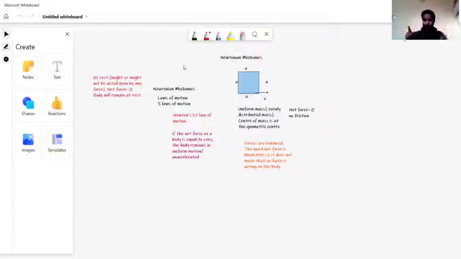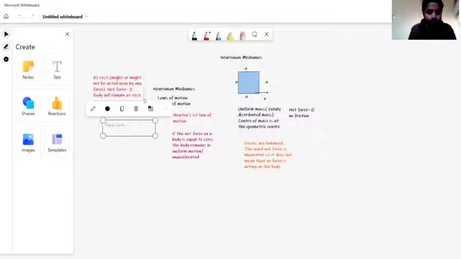Now we have case number two. We have a similar block, and that block is at rest. It might or might not be acted upon by force, but the net force is 0. This whole block will remain at rest. So this is about Newton's first law of motion. Now let us move to the next part.